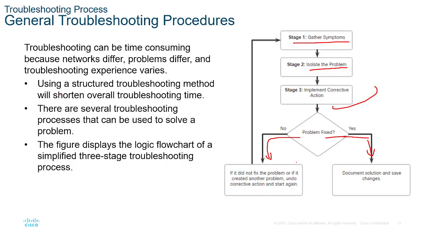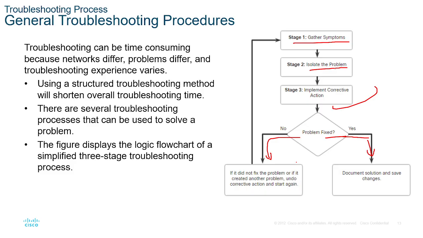There are several troubleshooting processes that can be used to solve a problem. Stage one, gather symptoms. What are the symptoms? What do you feel? What do you think that your network might have? And that seems to be a problem.